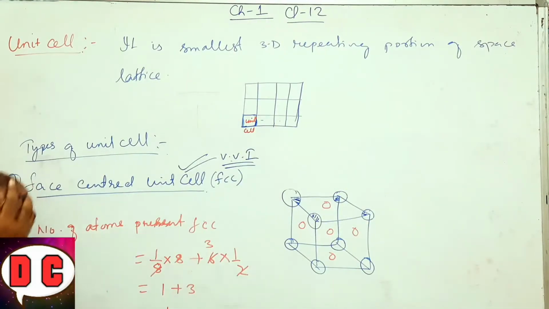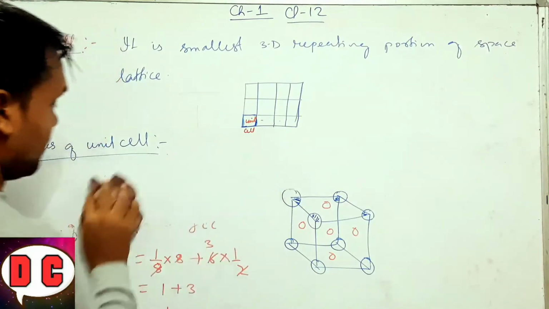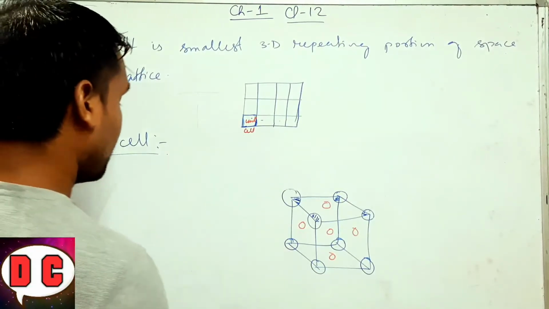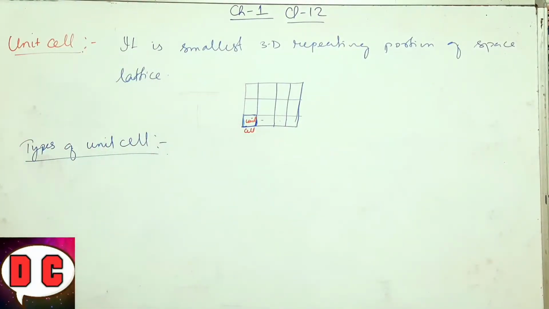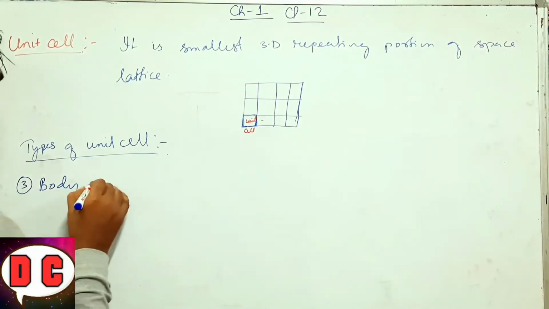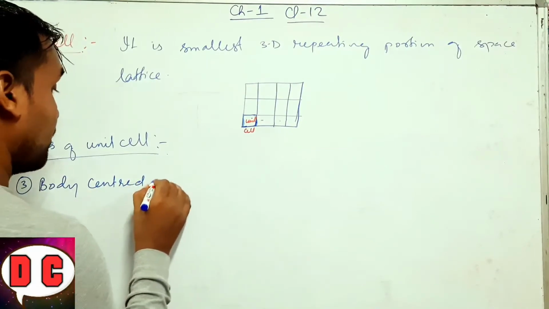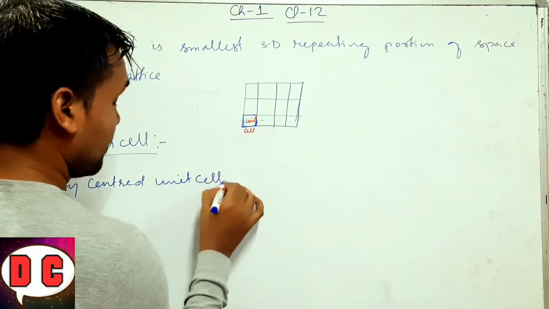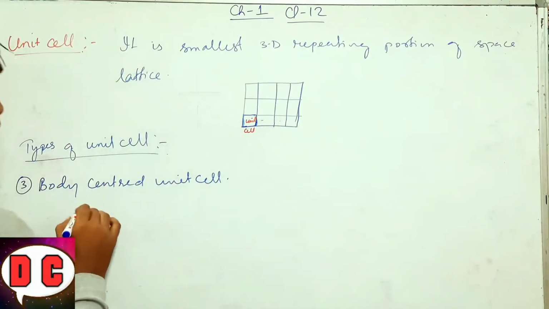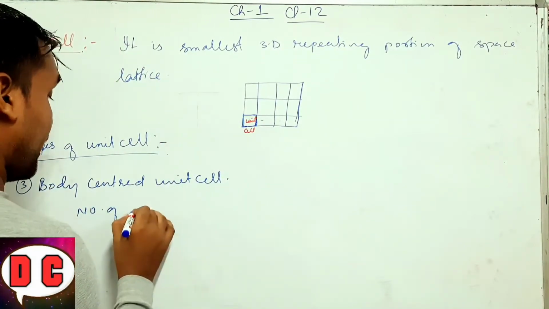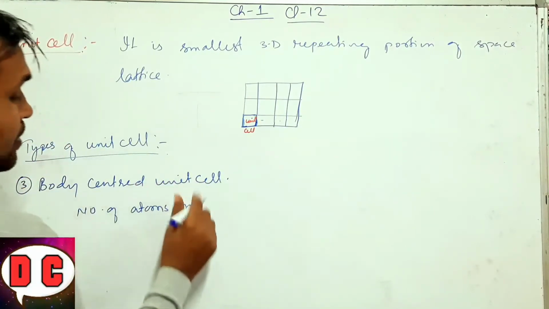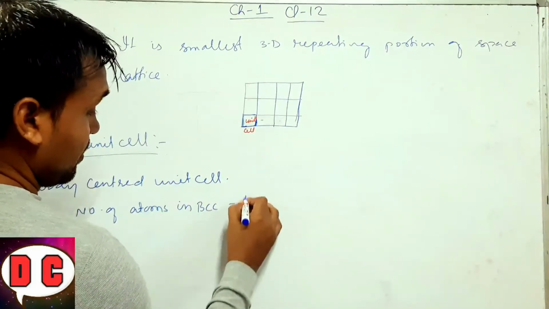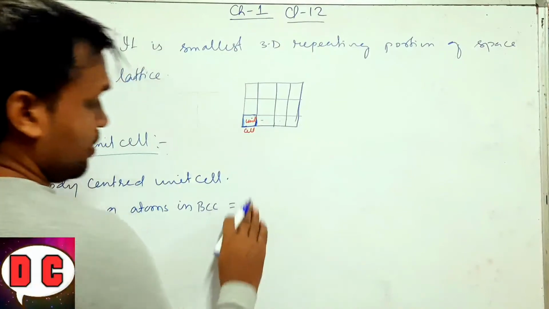Next, the third type of unit cell we are going to discuss is BCC. Okay. Got it? So BCC we are going to discuss. Okay. Body centered cell, unit cell. So third one is body centered unit cell. So body centered unit cells, you will see the number of atoms in what is this? BCC. Okay, so it will be number of atoms in BCC is equals to how it will be the structure. Sorry, I have rubbed it.